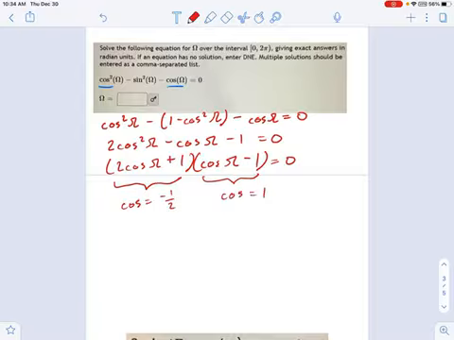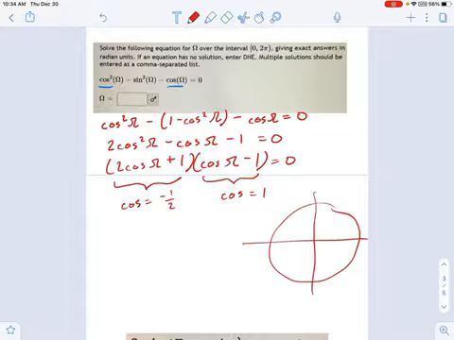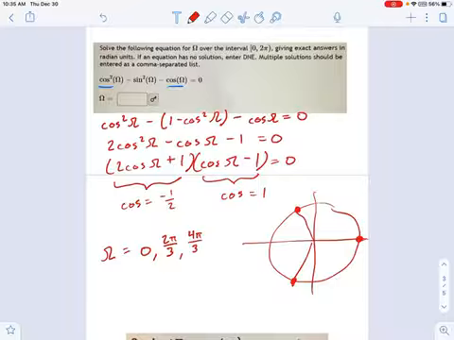And those are both very nice values on the unit circle. Cosine equals negative 1/2. Those are these sort of steep angles right here. And cosine equals 1, that's over there. So I have 3 angles for this one. I get angle equals 0. And going counterclockwise, looks like my next one is 2 pi over 3. And my next one is 4 pi over 3.